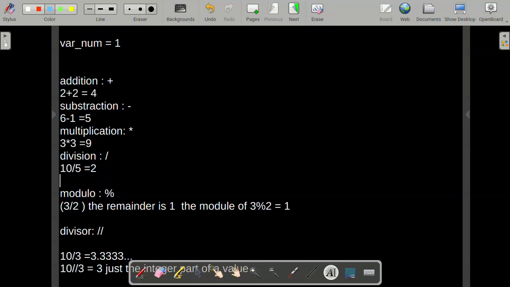Given an example here, we have 3 divided by 2. 3 divided by 2, we're going to have 1 point something, which is 1 remainder 1. So in a normal operation, 3 divided by 2, we're going to have the remainder, which is 1. So the modulus of 3 divided by 2 is 1. It is not going to consider the whole division, but it will do the operation internally, and then the output will be 1. It will be just the remainder.